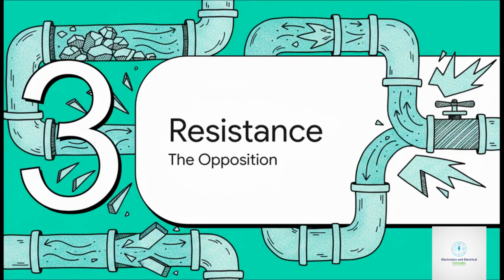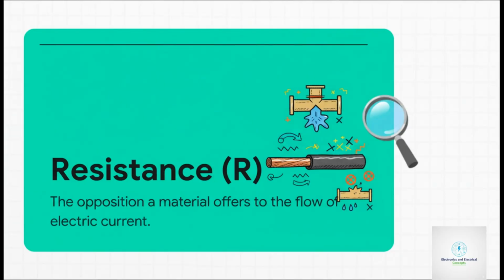Okay, so in a perfect world, that flow would just zip along with nothing in its way. But we don't live in a perfect world. There's always something pushing back, slowing things down. And that brings us to our third and final piece of the puzzle: resistance. You can just think of resistance as electrical friction. It's basically a material's way of fighting against that flow of current.